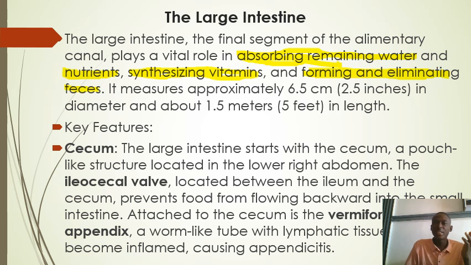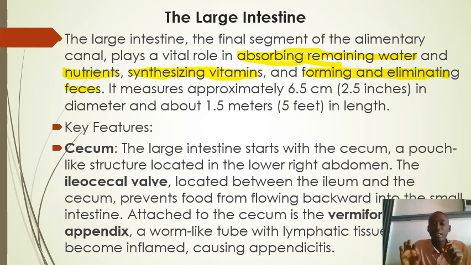Like the small intestine, which has the duodenum, the jejunum, and the ileum, the large intestine also contains different parts like that. The first part of the large intestine is known as the cecum. The large intestine starts with the cecum, which is a pouch-like structure located in the lower right abdomen.